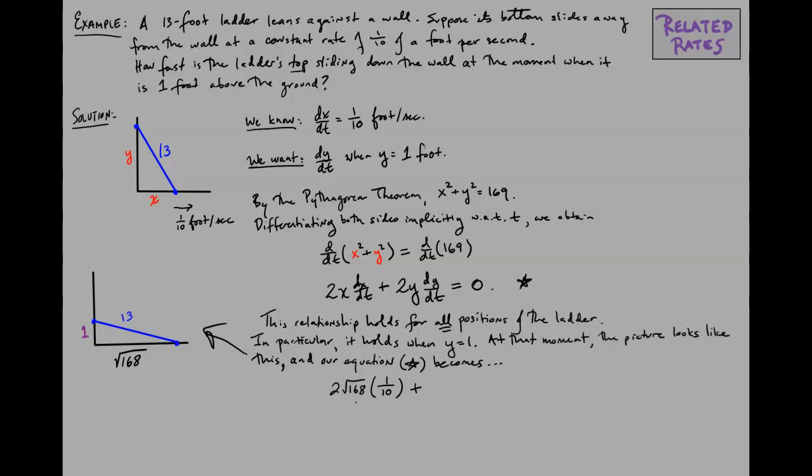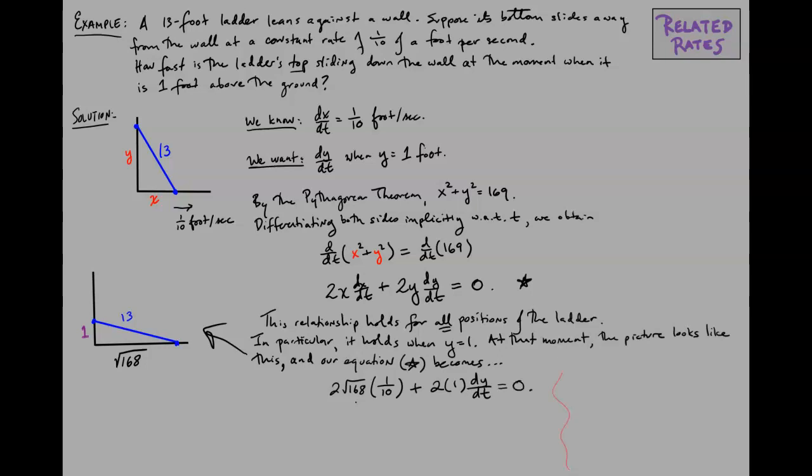Let's move on to the second term, where we have 2y. Well, that's going to be 2 times the value of y in this particular moment, which is 1, times dy/dt at that moment. Well, what's the value of dy/dt at that moment? I have no idea, but I will soon. And now bring down the right-hand side.